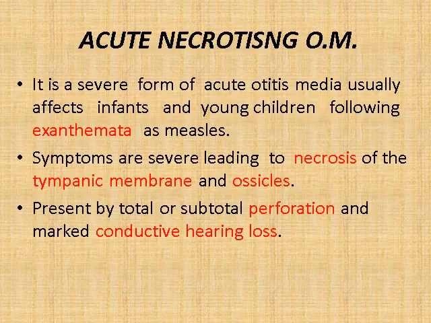One of the specific types of acute otitis media is called acute necrotizing otitis media. This is a severe form of the disease. It usually affects infants and young children following exanthemata, as in measles, the conditions with, as we earlier said, fever and rash. Symptoms are severe and lead to necrosis of the tympanic membrane and the ossicles, and the child usually presents with conductive hearing loss in addition to total or subtotal perforation.